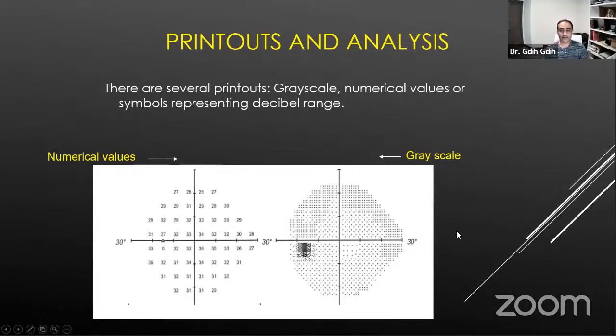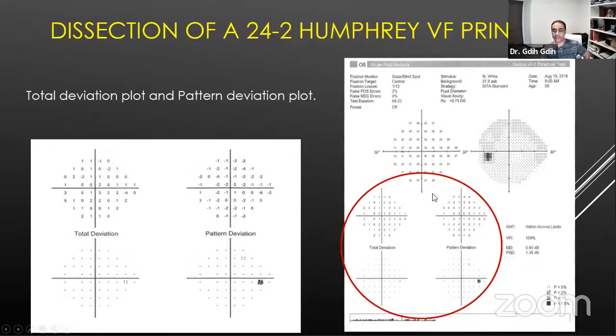Again, sorry, that's just a repetition. Okay, now we finished the grayscale and the numerical scale. Now we're moving down to those 4 plots here. We have the total deviation, in numerical form and also as a plot, and we have the total deviation plot and the pattern deviation plot.